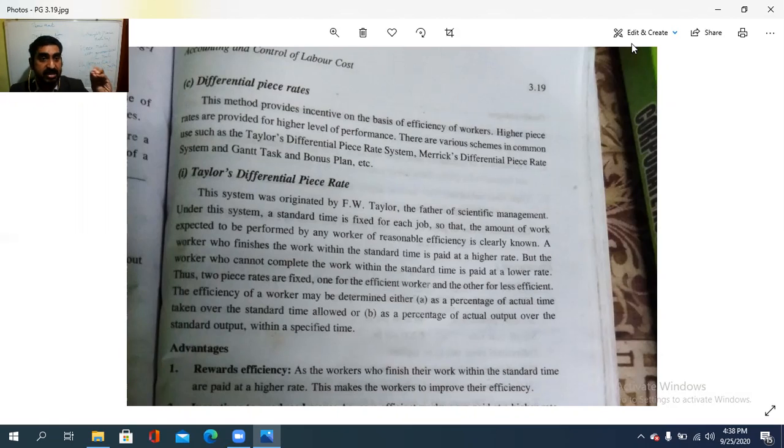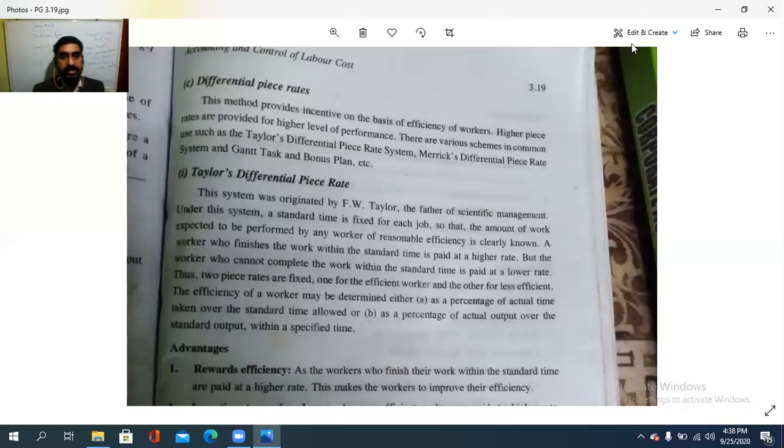Standard time is set. If production falls below that standard, they will get the ordinary piece rate, while if it is more than the expected, they will get a higher rate. That is the idea, giving importance to efficiency.